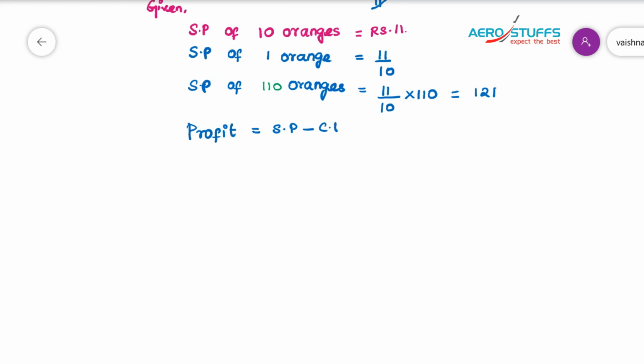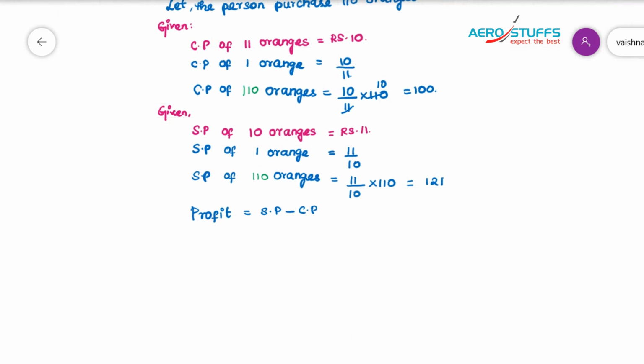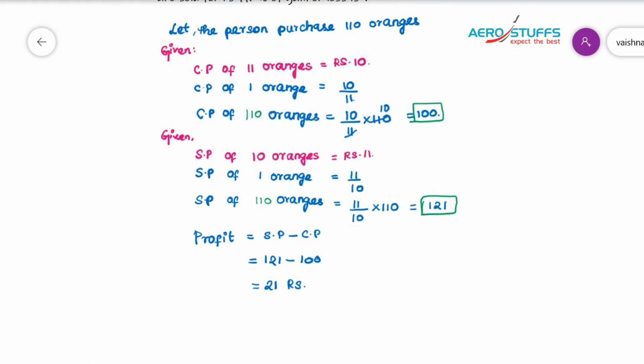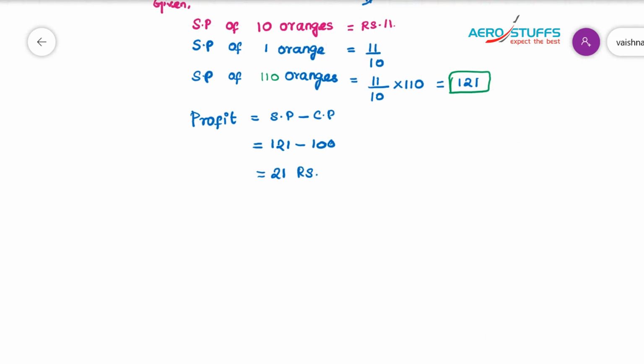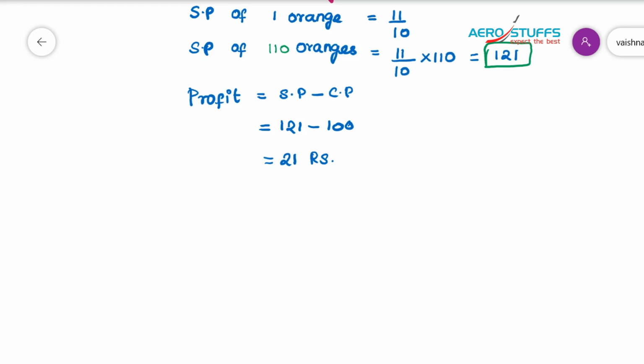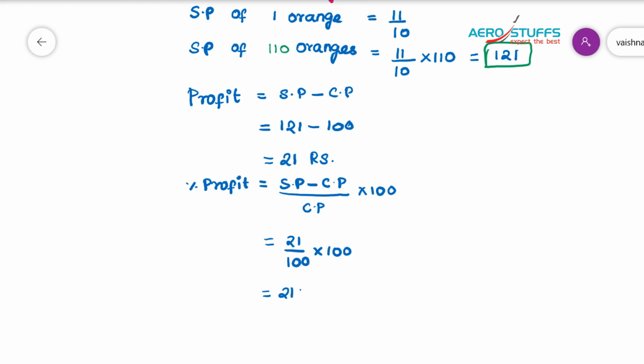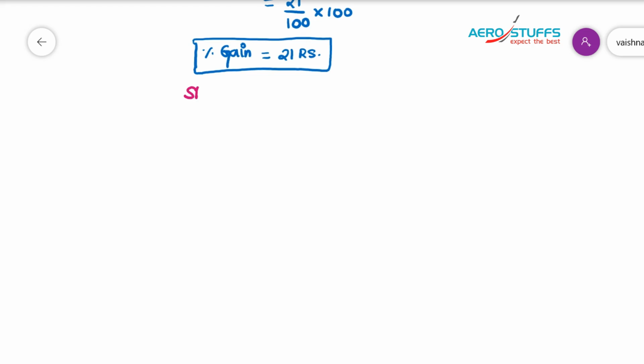Now you know what is the selling price. You know what is the cost price. So what will be the profit? The profit is equal to selling price minus cost price, that is 121 minus 100, that is 21 rupees. You have found the profit, but you need to find the profit percentage. The percentage profit is equal to selling price minus cost price divided by cost price into 100, that is 21 by 100 into 100, which is 21%. So this is the percentage gain he is getting.